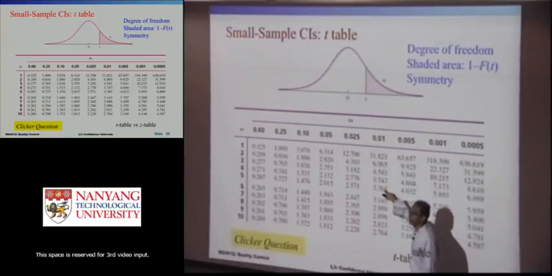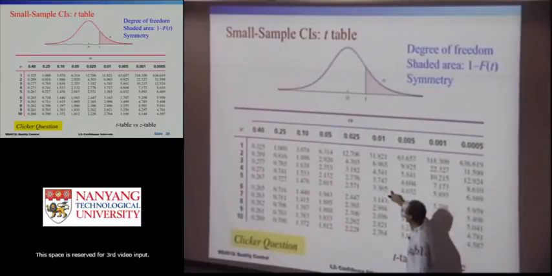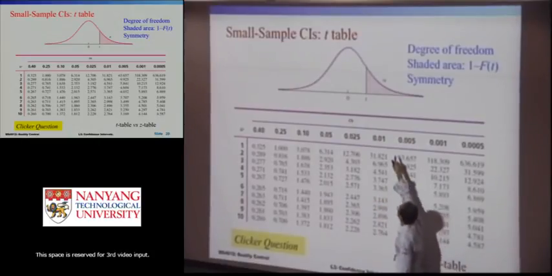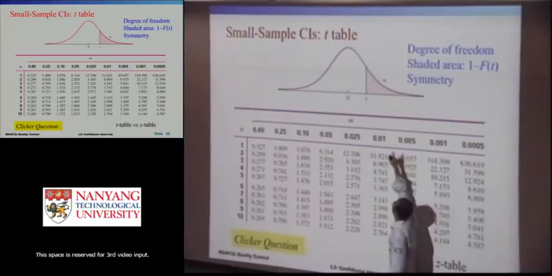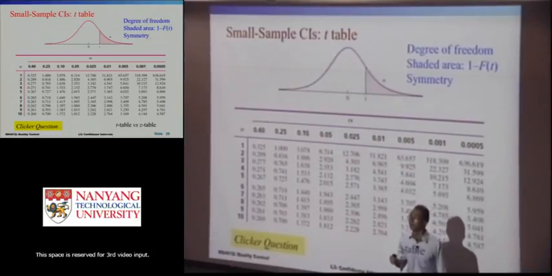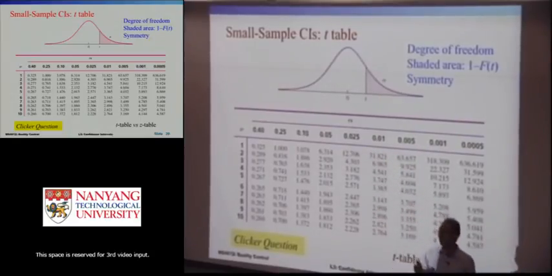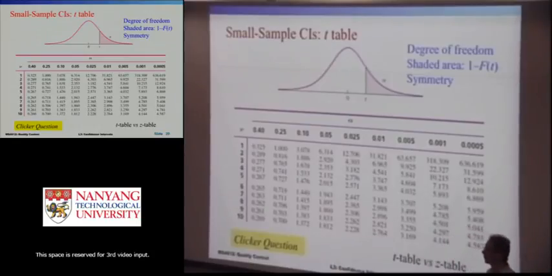If the t value falls in between, we just report the 2 boundary values. If t equals 3.8 when the degree of freedom is 5, we need to report that the area is larger than this and smaller than this. For the z table, you just take either one. For the t table, you need to report 2 boundaries. Okay?